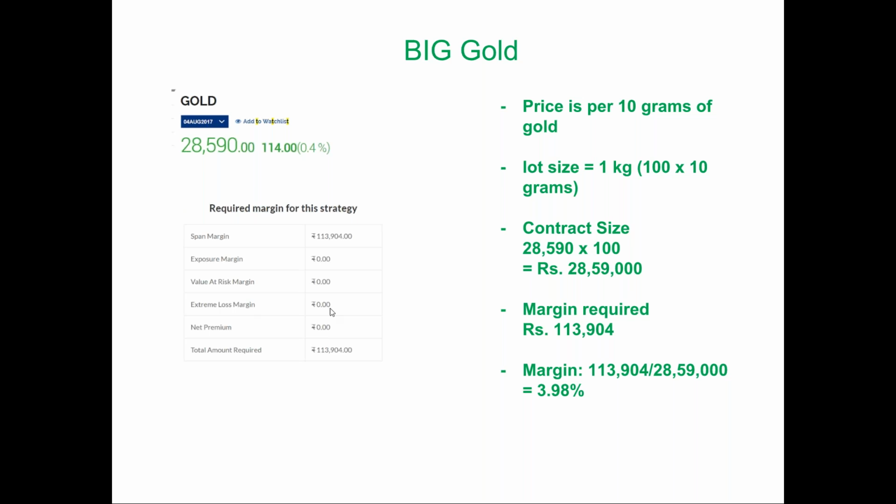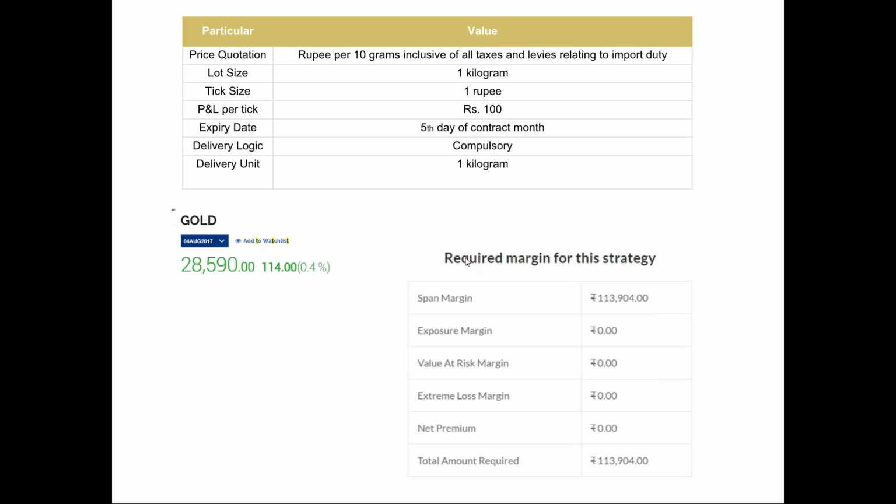So Ashish is asking, how is this calculated? Let's take a step back, right? If I'm buying one lot, Ashish, it's 100 into 28,590, because I'm buying 1 kilogram when I'm doing one lot. And because this is being quoted in rupees per 10 grams, if I do 1 kilogram divided by 10 grams, that's 100. So 100 into 28,590 is 28.6 lakhs.